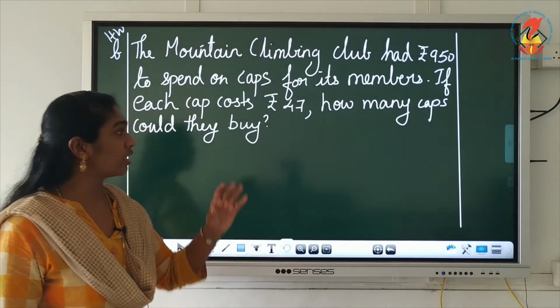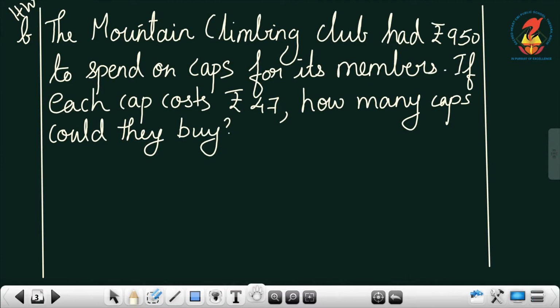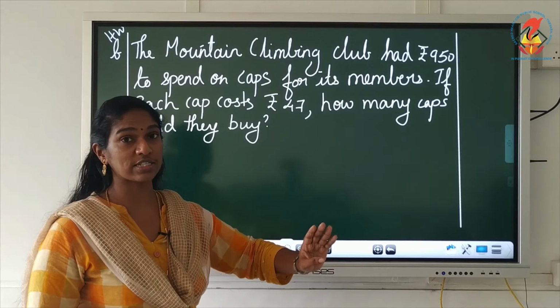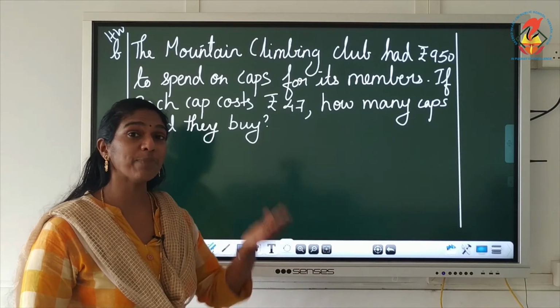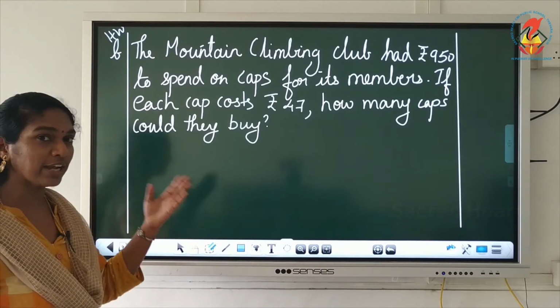Okay, children? See, here also: Mountain Climbing Club had rupees 950 to spend on cabs for its members. Total they had 950. If each cab costs rupees 47. Each cab means the cost of one cab is 47. Like that, how many cabs can they buy? Every cab is rupees 47. So like that, how many cabs can they buy? You decide what you have to do.